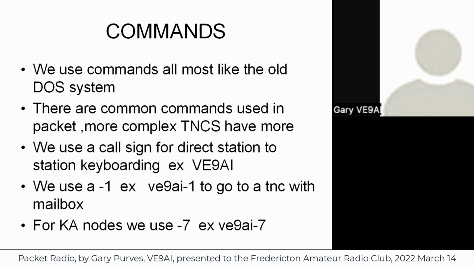Also, the KA nodes use -7. So if you want to go somewhere and use the KA node because you can't go direct to the Digipeater, you could connect to VE9AI-7, and then from there you could connect to the Digipeater on Sussex on Scotch Mountain, one of them, and say connect VE9SIX, and then go from there.